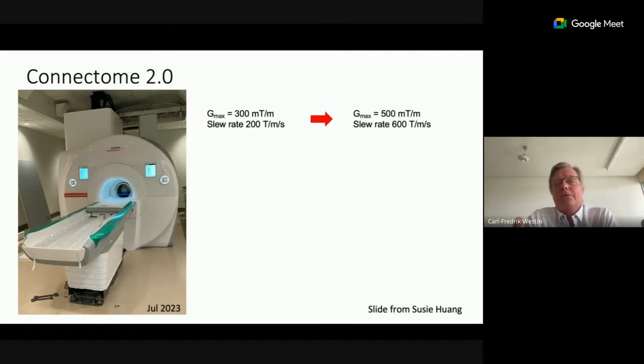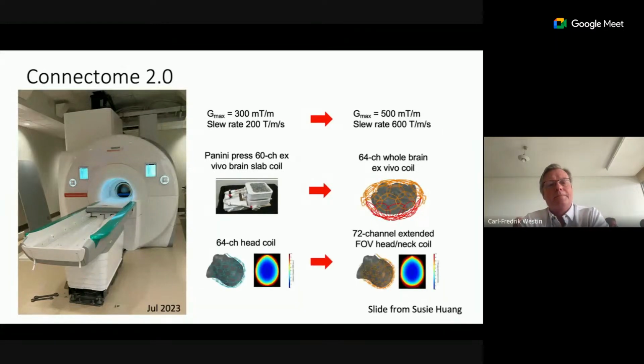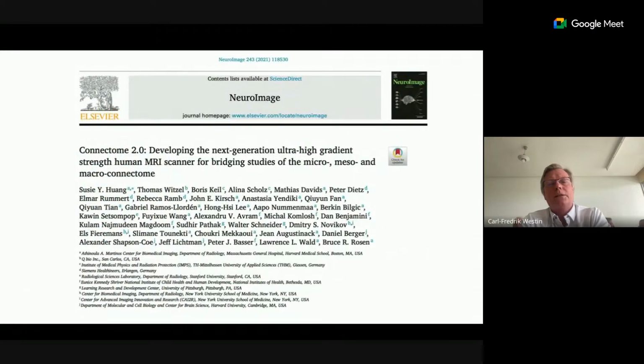Then you can go up to 500 millitesla instead of 300, and much higher slew rates, so 600. They've developed new coils for this, and this is a head-only system. You can see the bore is much smaller than a normal magnet. And here's a paper with Susie Wang as the first author, and Bruce Rosen last, describing this system, and it was many years in development.